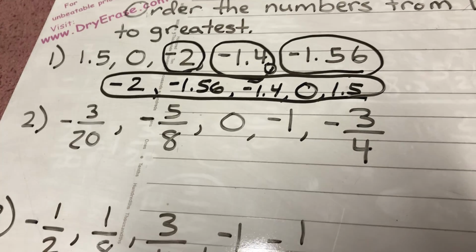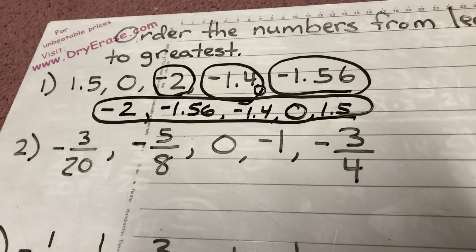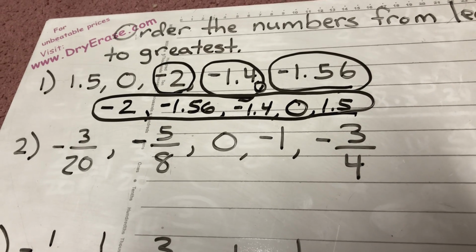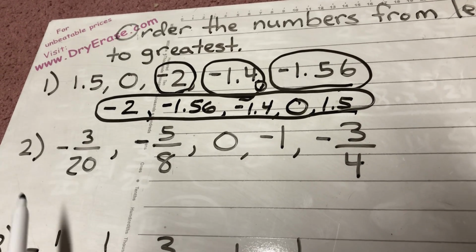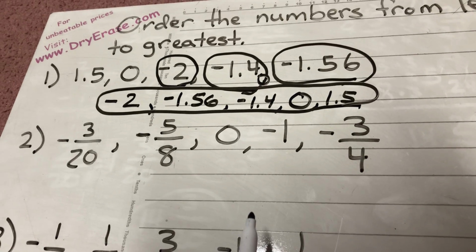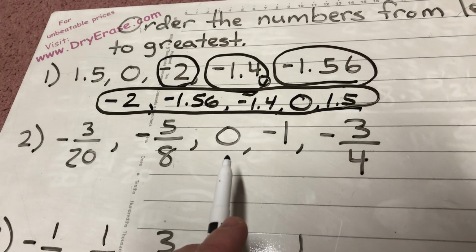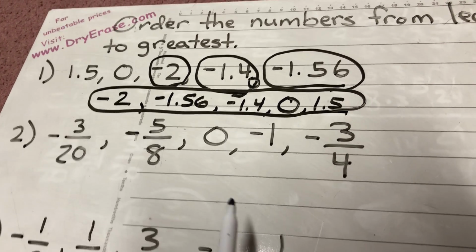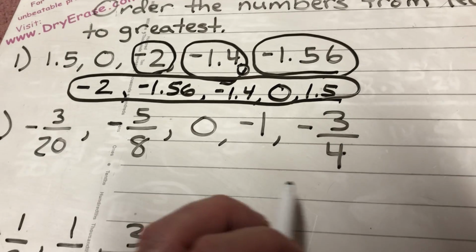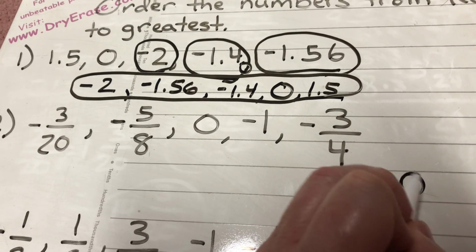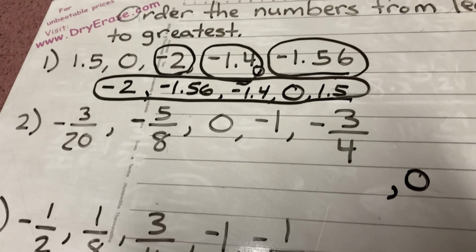All right, so I'm looking at my next one. -3 over 20, -5 over 8, 0, -1, and -3/4. Well, I've got a lot of negatives that I'm dealing with. The only one that's not a negative is a 0. So I can be safe and say it's going to end with 0. That's going to be the last one.